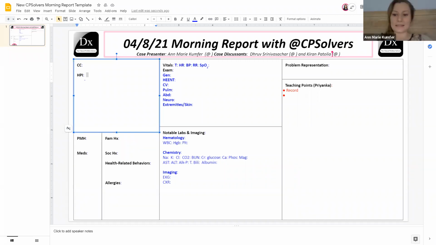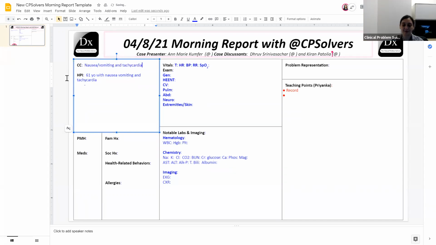Okay. The case is a 61-year-old female presenting with nausea, vomiting, and tachycardia. Would you like more HPI or would you like to discuss that? Whatever you prefer. We can discuss this. Drew, what are your thoughts? All right, so we're starting here with a middle-aged woman with nausea and vomiting and tachycardia, which are kind of non-specific.